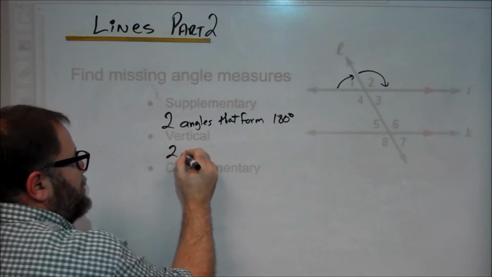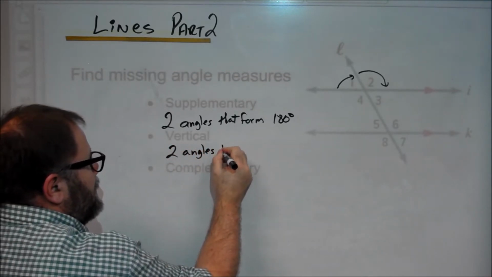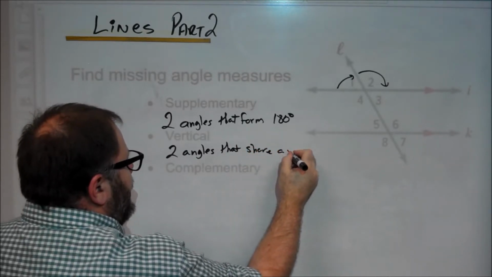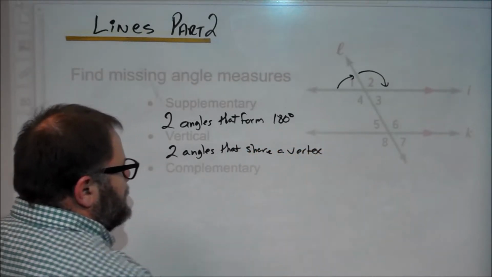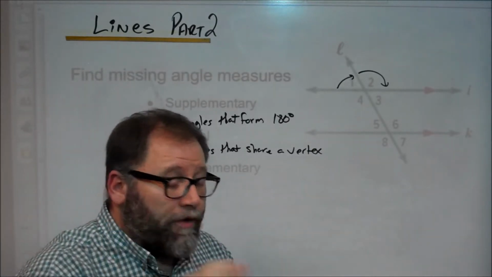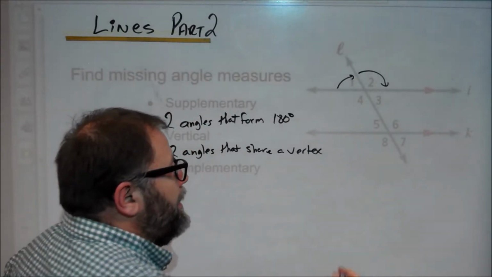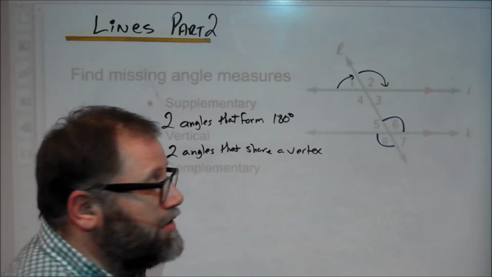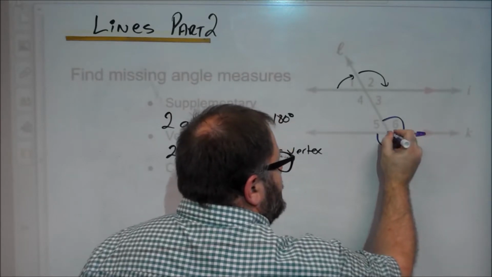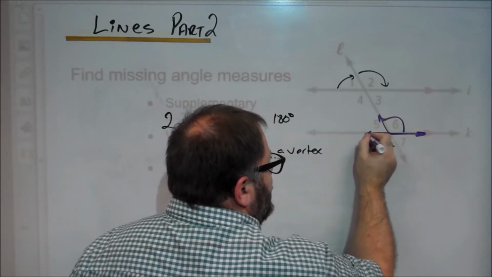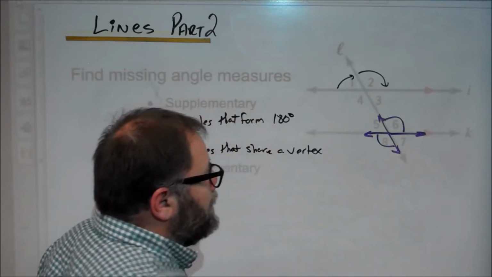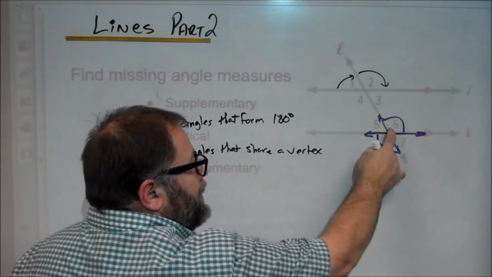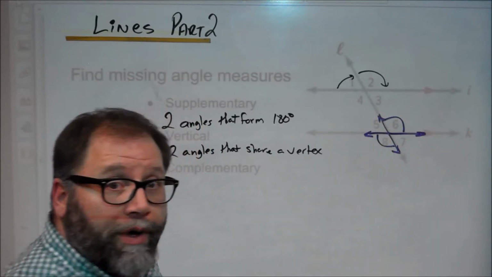Vertical angles are two angles that share a vertex. So there are four versions of this. I'm going to use the purple here. Angle 6 and angle 8 share a vertex. So angle 6 looks like this. Angle 8 looks like this. Really happy that I used the same color, so it's really hard to see. But they share a vertex, which makes them congruent.